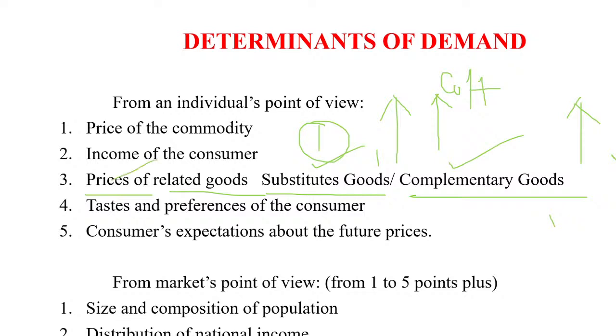Then we come to the fourth point, taste and preference of the consumer. Time to time you have seen this in the fashion industry. People's tastes and preferences keep on changing, and accordingly the demand of that particular good will also increase or decrease.